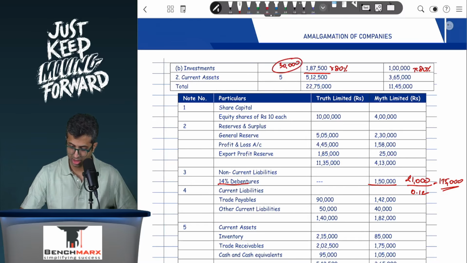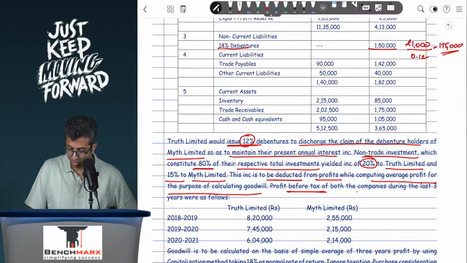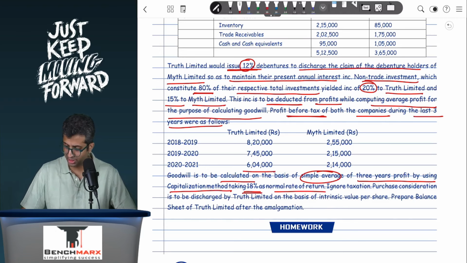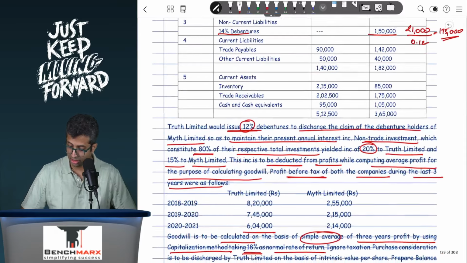The profit before tax for both of these companies during the last 3 years was as follows. So this is a profit for the last 3 years. Goodwill is to be calculated based on the simple average of the 3 years profit by using the capitalization method, taking 18% as the normal rate of return. Now, if I look at the average profit, this is 820 plus 745 plus 604. Divide this by 3. This is 723 minus 30,000. So can I say this is 6,93,000?